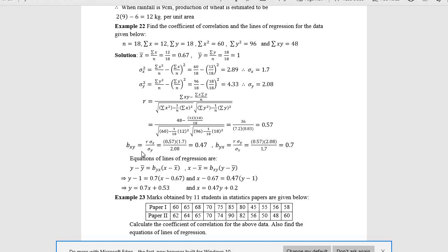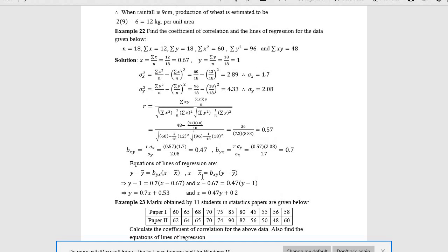Once you know sigma x, sigma y, and R, you can find bxy, that is the regression line x on y. Bxy means what? The regression line x on y slope, bxy is equal to R sigma x by sigma y, and byx is equal to 0.7. The equations of lines of regression are y minus y bar is equal to byx times x minus x bar. Byx we just calculated, substitute, y bar and x bar are also calculated, so that we can get the y value as well as the x value.